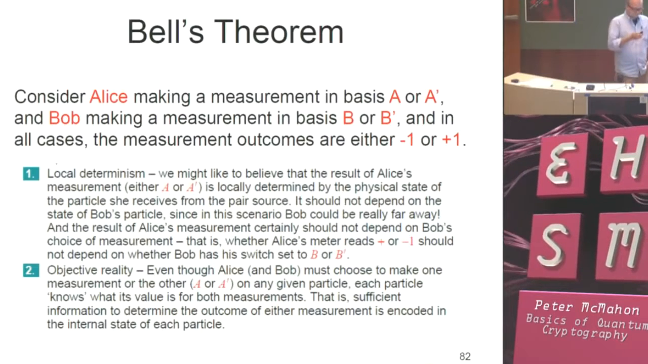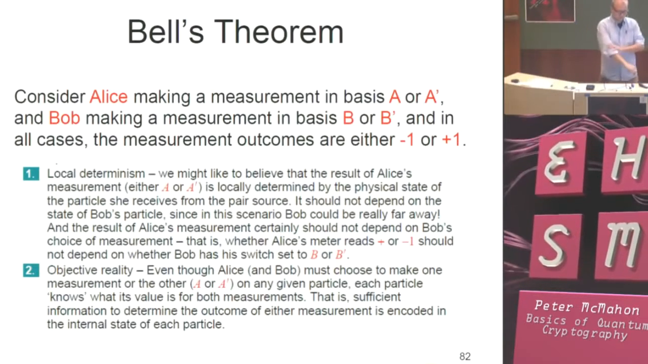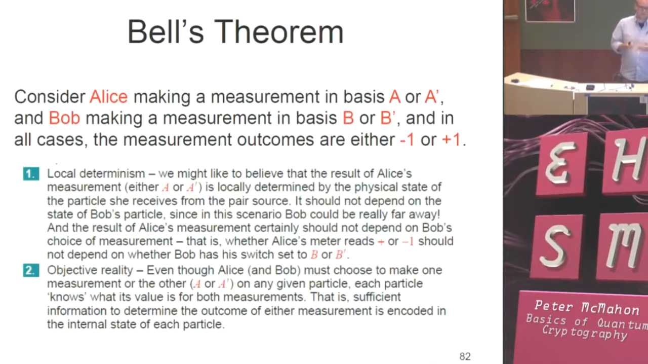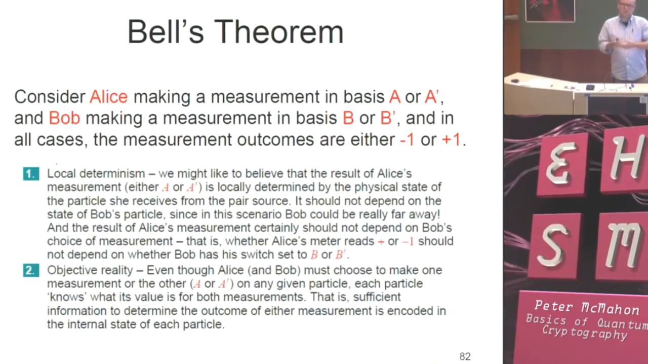The other assumption that Bell made is something that's often referred to as objective reality. It goes by a number of other names, but the idea is that we have some sort of intuition as humans that if we get given some particle and we're going to measure some properties of it, and we could choose to measure either in this basis A or A prime, then if we measure in basis A, we'll get some answer, but even so, there is an answer in basis A prime. It's determined, we just didn't measure it.